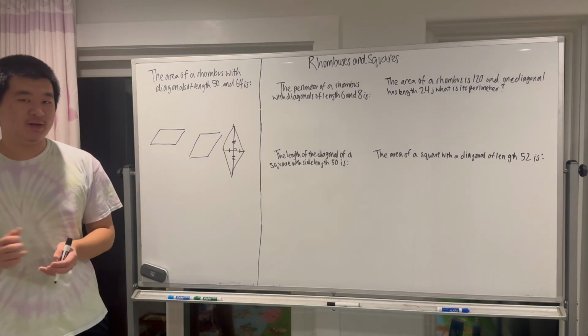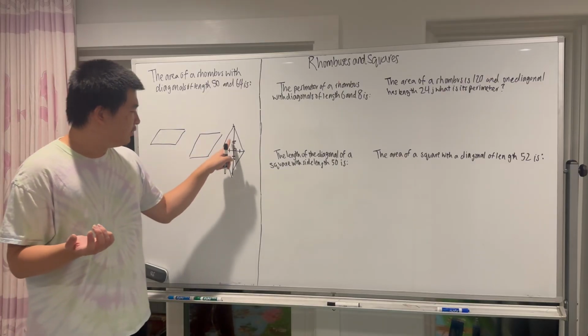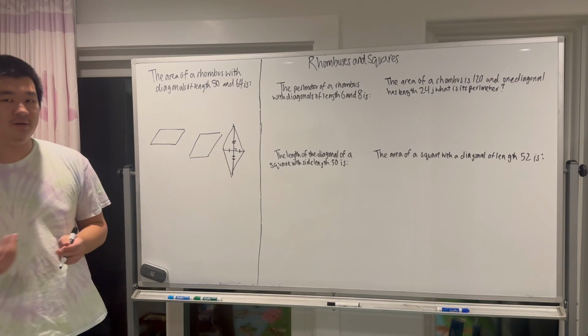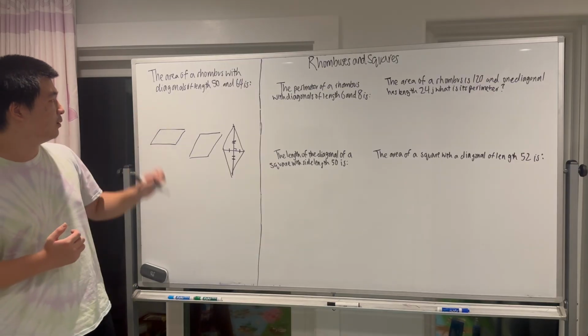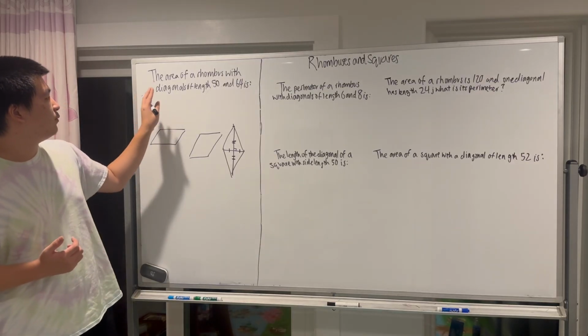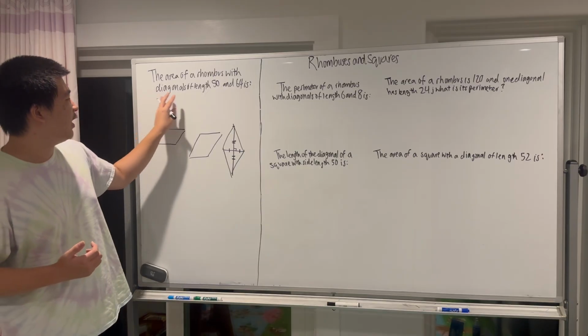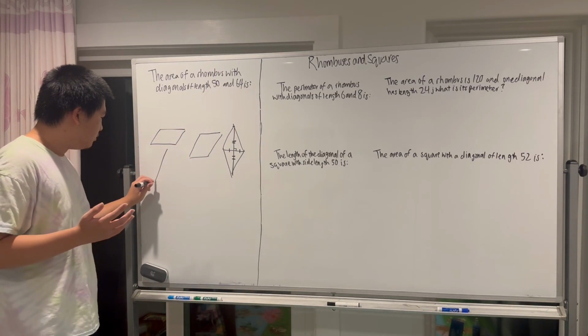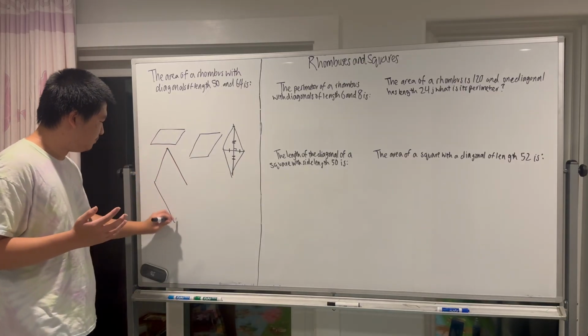And this is very nice for rhombuses because first of all, you can have the Pythagorean theorem be applied with right triangles, and also you can calculate the area very easily, which is what our first problem is about. Given the area of a rhombus with diagonals 50 and 64, what is it? So, to find the area, let's make a drawing.